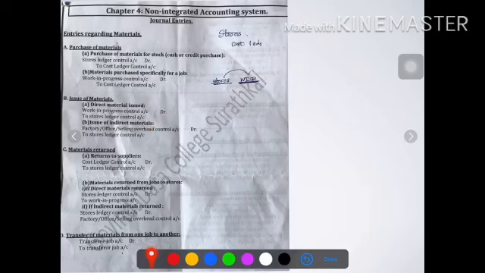Next, in case you are issuing the indirect material, in such case, the receiver of the indirect material may be either the factory department or office department or selling and distribution department. Therefore, whichever department we are actually issuing to, that respective department's overhead control account will be debited. And from where we are issuing the materials? From the stores ledger control account. Therefore, stores ledger control account is credited.